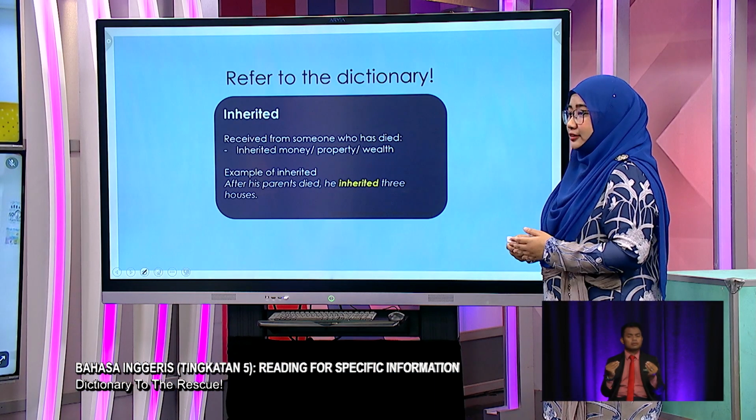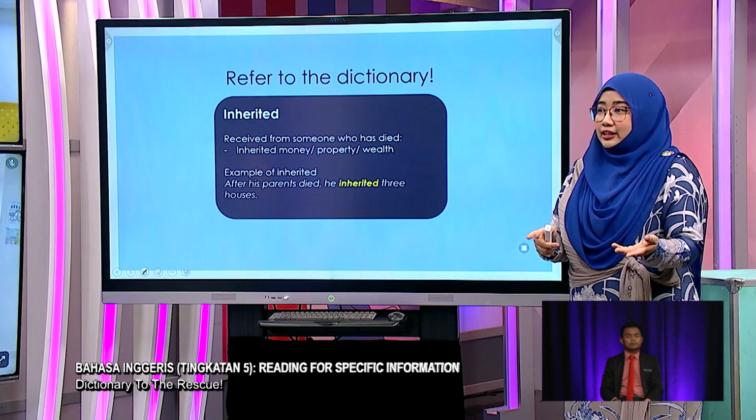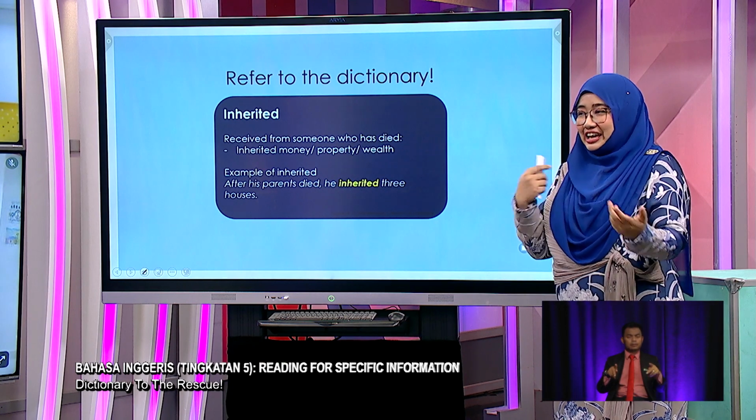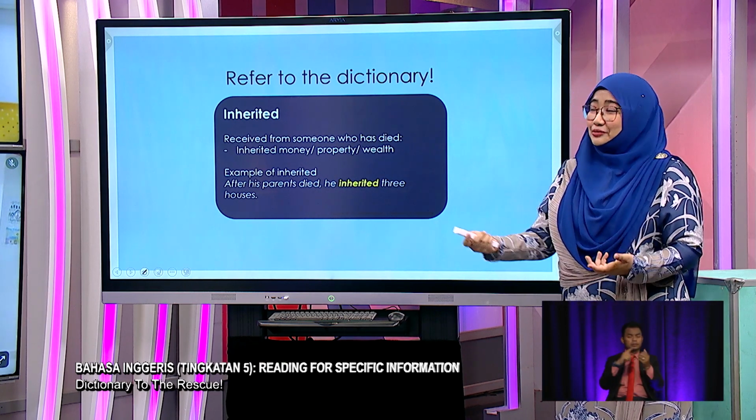Teacher, I have a question. What if we don't have a dictionary around? How can we find the meaning of the word? That's a very good question because in exams or in certain conditions, we don't have the dictionary. We may not even have our gadgets to look up what the word means.